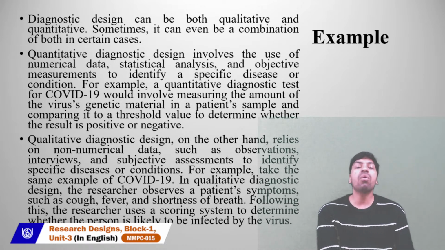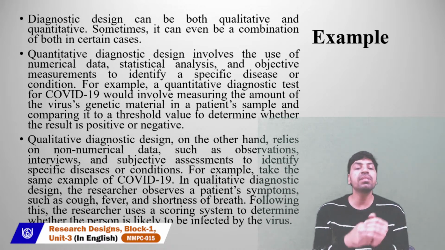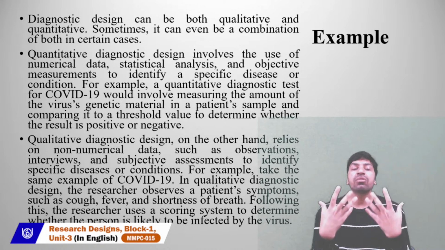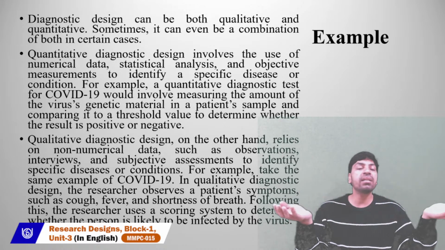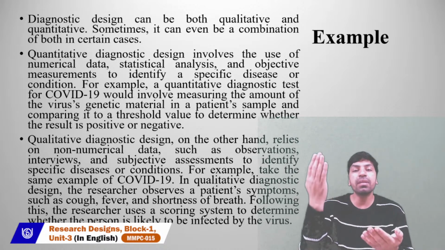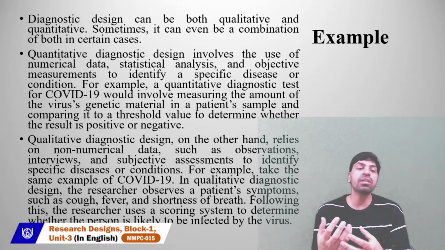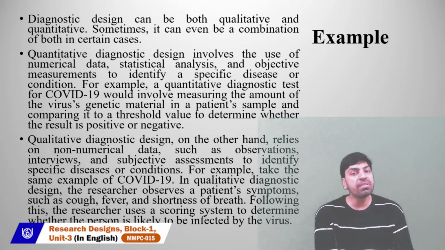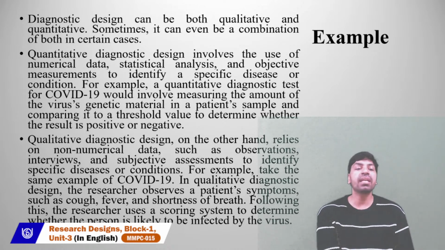In the COVID-19 example in qualitative diagnostic design, the researcher observes the patients. If any doctor talks about the patient's COVID-19 symptoms, then automatically we are talking about the qualitative diagnostic design, where no statistical or numerical measures are taken. We are just looking at the symptoms. If the symptoms show up in a patient's health condition, through observation and examination, then it is termed the qualitative diagnostic design.